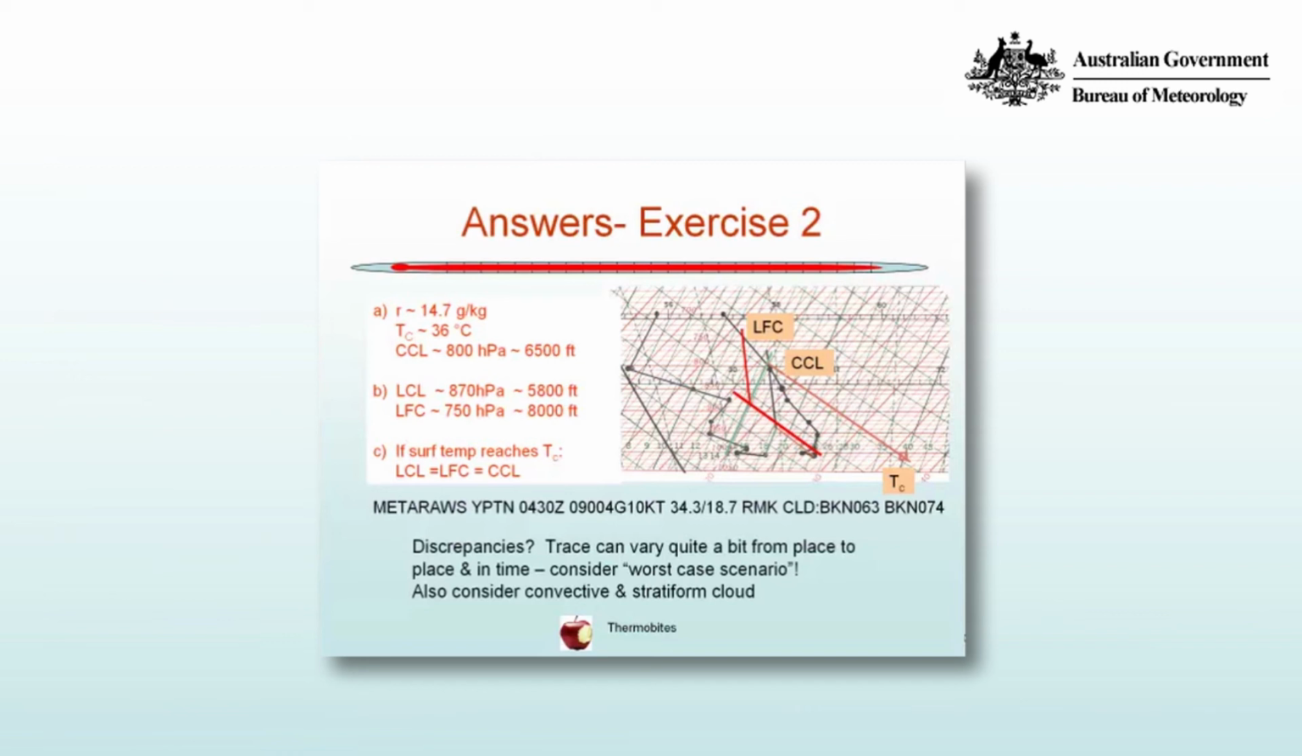There are, of course, some discrepancies with what you've calculated. And the trace can vary quite a bit from place to place and in time. So you can launch a balloon separated by as little as a few minutes, and you'll find that the environment will have varied slightly. And so the whole key behind forecasting deep convection is to consider the worst case scenario. Finally, also consider convective and stratiform cloud together with things like the wet bulb process, but also if you've got some level of lifting between a level of free convection and a condensation level, the cloud between those two layers will be stratiform cloud.